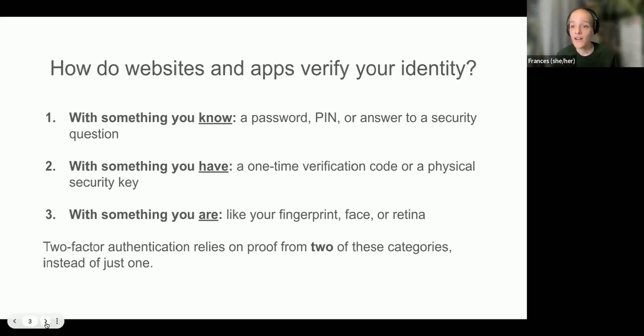And then there's something you are, which gets into the realm of biometrics. So fingerprint, face, retina. I know some of you probably have your phone set up so that you do a face scan to unlock it, or you use your fingerprint to unlock it. That's something you are. That's something that is intrinsically part of your body. That's very difficult to replicate. So two-factor authentication relies on proof from two of these categories instead of just one. Instead of just a password or just a fingerprint, there's something else. Two of these categories are covered. It's like putting another lock on your door. You have two locks instead of one.